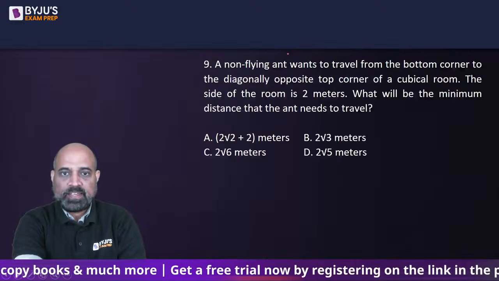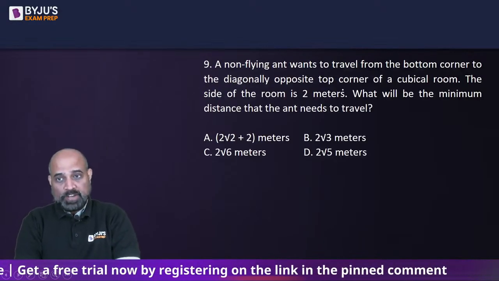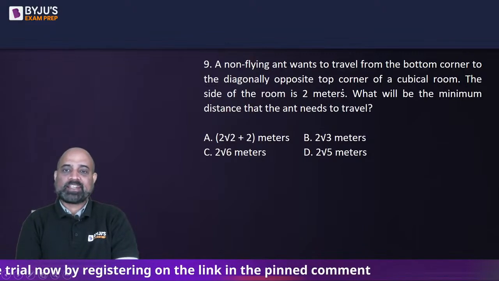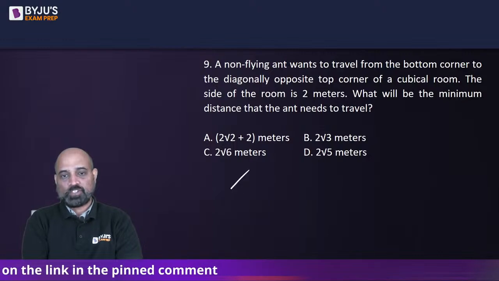Okay. Next. A non-flying ant wants to travel from the bottom corner to the diagonally opposite top corner of a cubicle room. So we have a cubicle room.